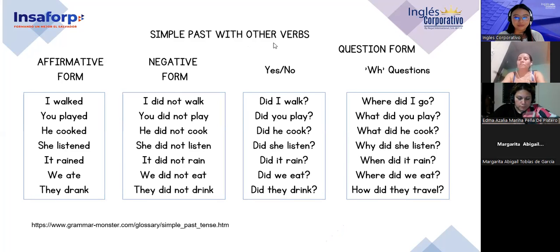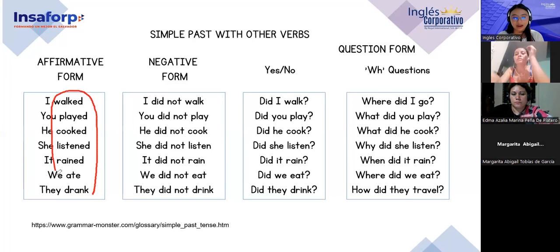I have different verbs. The verb walked, played, cooked, listened, rained, ate, and drunk. Can you tell me which of these verbs are regular and which are irregular verbs? Give me the examples, please.